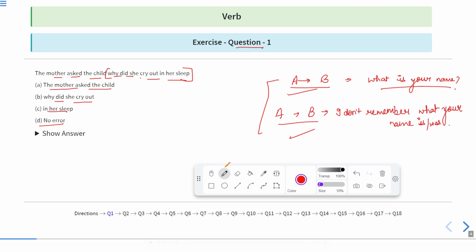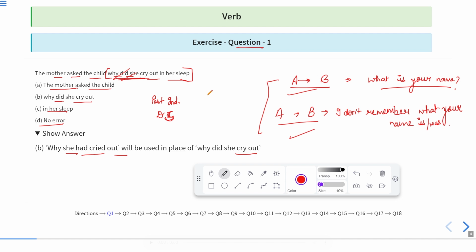So, the answer will be why she had cried out, which will be used in place of why did she cry out. So here this structure, why did she cry out, will be changed into why she had cried out. Now, one more thing. When we convert a past indefinite sentence into indirect speech, this past indefinite converts into past perfect tense.